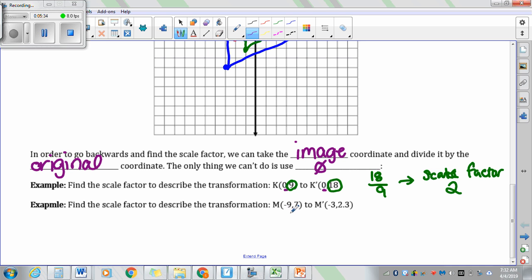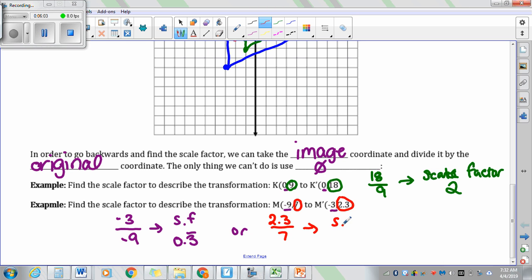All right. So you could take either the x's or the y's. You'll get the same answer either way. If I took the x's, I'm going to take the image. So I'm going to take -3 divided by -9. And I get that the scale factor is 0.3 repeating. Or I could do it the other way. I could take the 2.3 and divide it by the 7. And I would also get that the scale factor is 0.3 repeating. You get the same answer either way. You're allowed to choose if you want to use the x values or the y values. It will not make a difference.